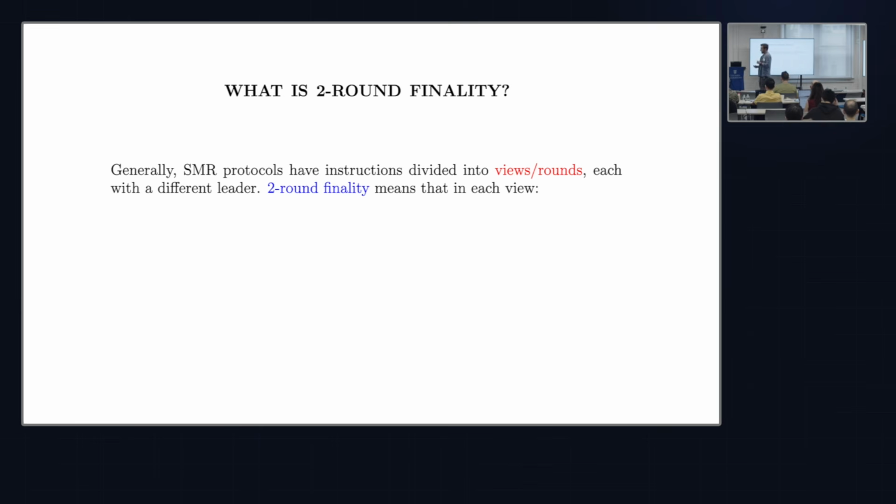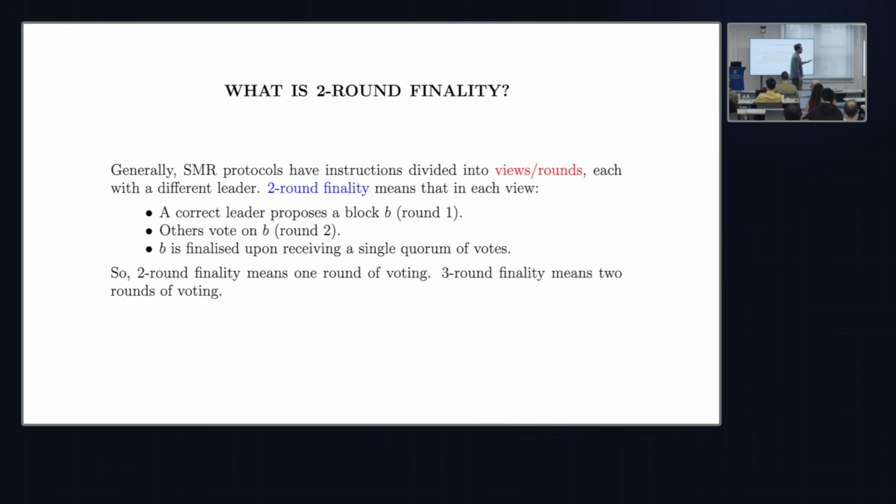Two-round finality means that if the leader is correct, and if we're in synchrony, then the view progresses as follows, right? The leader will propose a block B. That's round 1, your first round of communication. And then other processors will vote on that block. That's round 2, your second round of communication. Here we just have a single round of voting. Now the block is finalized on receiving a single quorum of votes. I'm getting sufficiently many votes from that single round of voting.